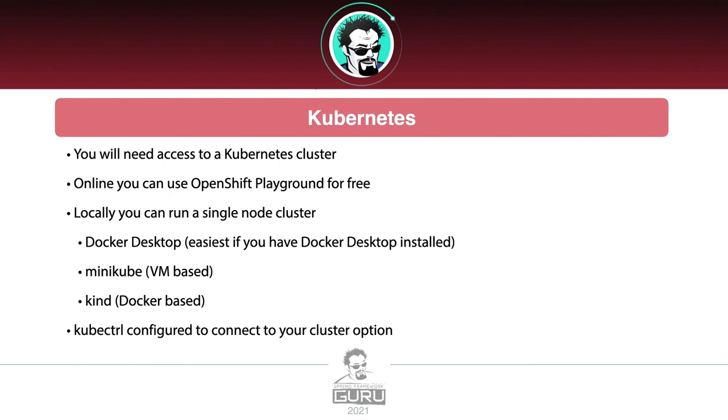I will be running locally. If you've installed Docker Desktop, I am running Mac OS, and I have installed that. You can simply enable Kubernetes via Docker Desktop. This is probably going to be the easiest option if you have Docker Desktop installed. And then Minikube is VM-based and available for most major operating systems. Or Kind, this is another project and that is Docker-based.